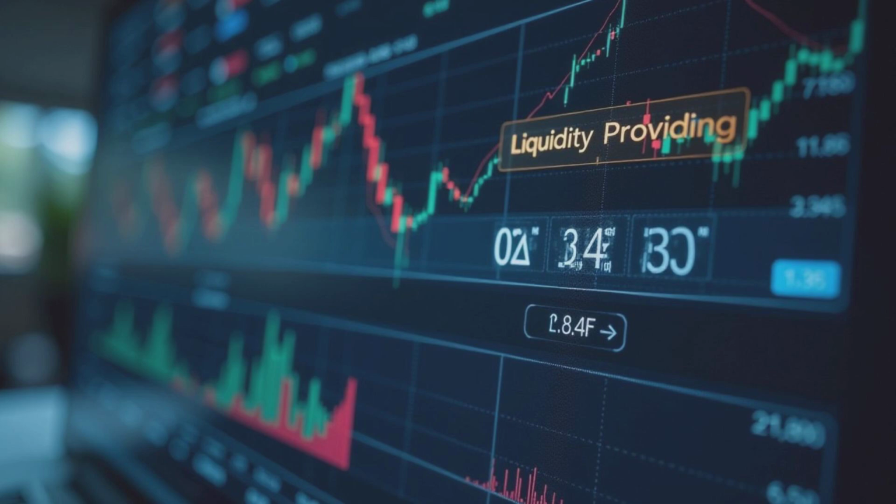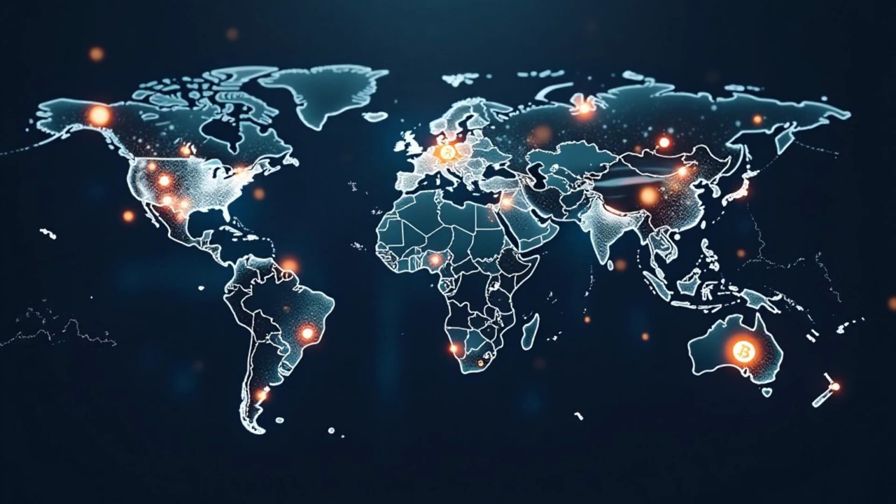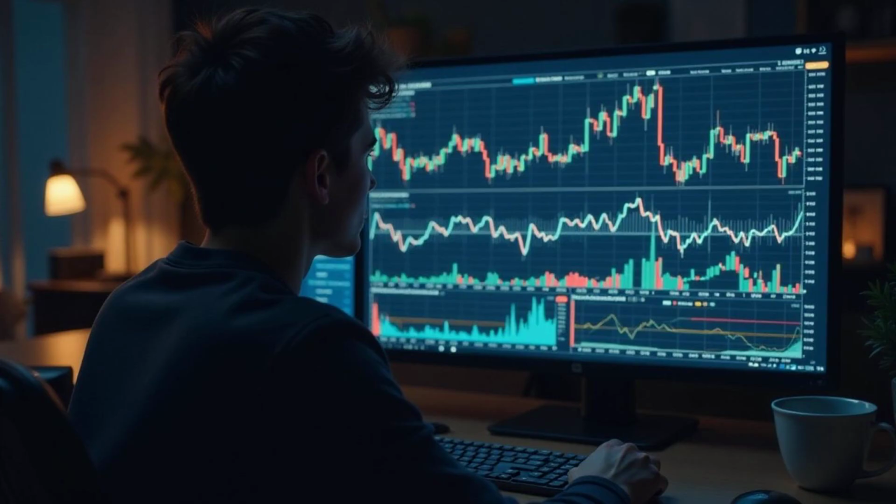Crypto liquidity providing explained, earn fees like an exchange. In the world of crypto, most people know how to trade tokens or stake coins for passive income. But there's a lesser known way to earn like an exchange itself, by becoming a liquidity provider. And in this video, we're going to explain exactly how that works, from the basics to the risks and rewards, and how to start as a beginner.